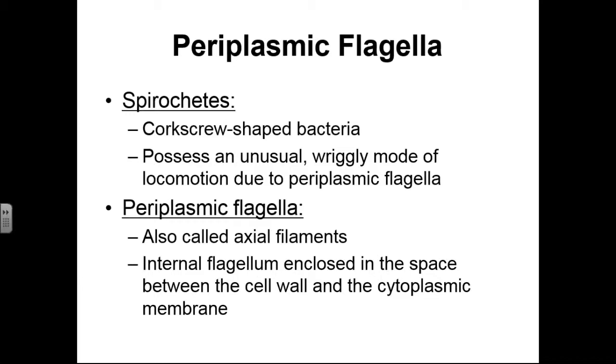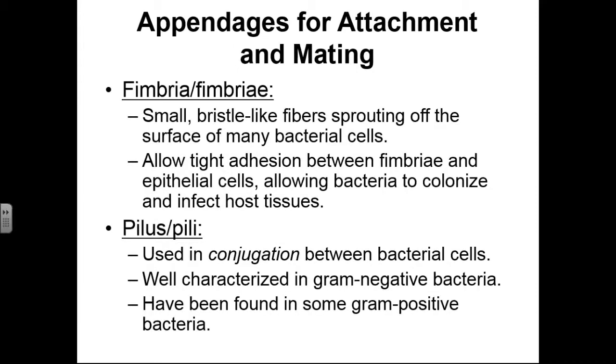Another name for a periplasmic flagella is an axial filament. These are going to be, as I mentioned before, an internal flagellum between the cell wall and the cell membrane or cytoplasmic membrane. Some additional attachments that we have are the fimbriae and pili. A fimbria is a very small structure that looks very similar to a cilia. These allow for adhesion between the bacterial cell and other host cells. Fimbriae are essential for adhesion and infecting host tissues.